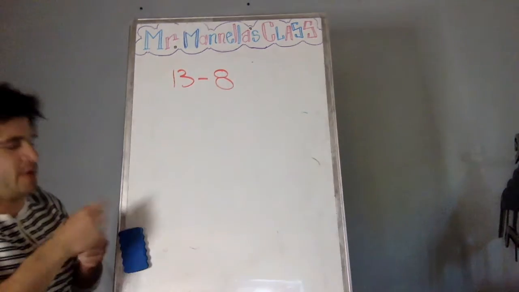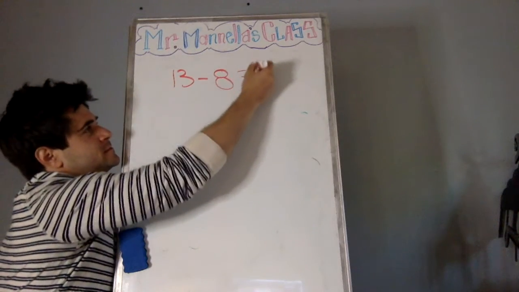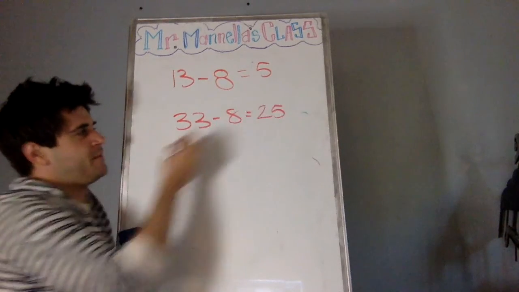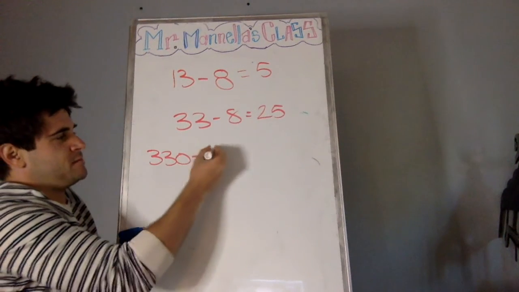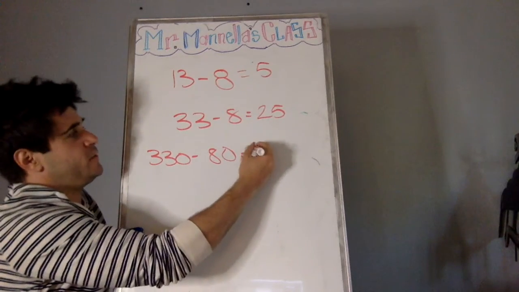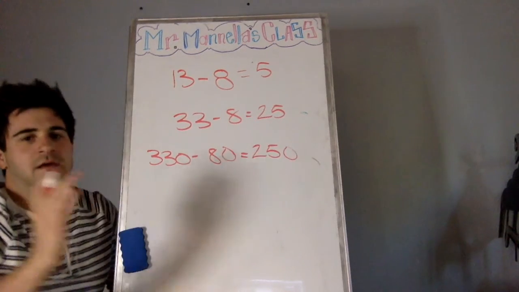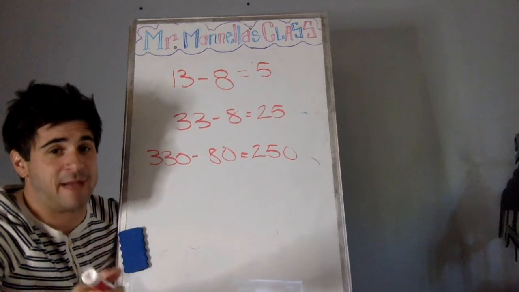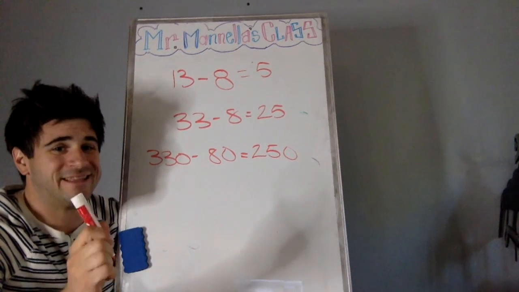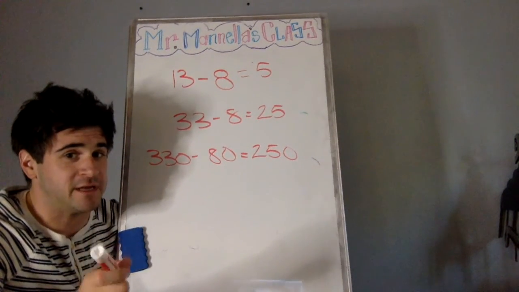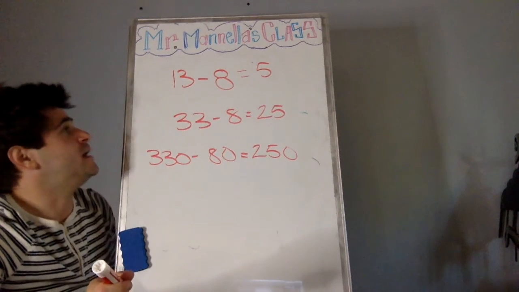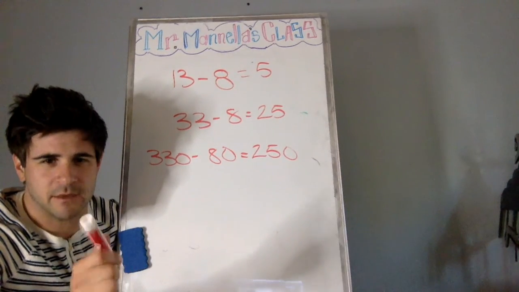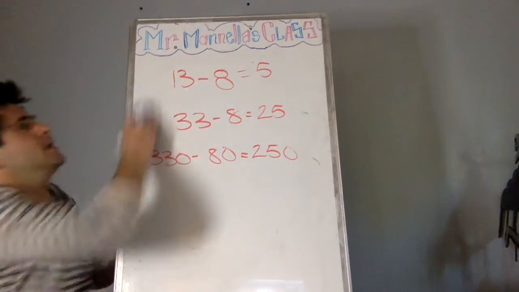13 minus 8 is 5. Okay? So that means that 33 minus 8 would be 25. That means that 330 minus 80 would be 250. Okay? Now, it just so happens that 8 minus 3 is also 5. But that's not the math we're doing. We're doing 13 minus 8, okay? It just happens to work both ways this time, but that doesn't mean you should do it that way. We've talked about this. All right, let's move on.